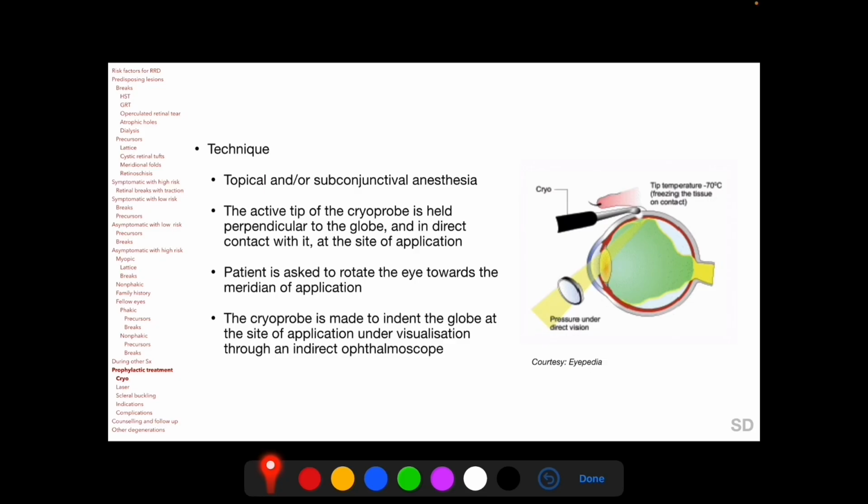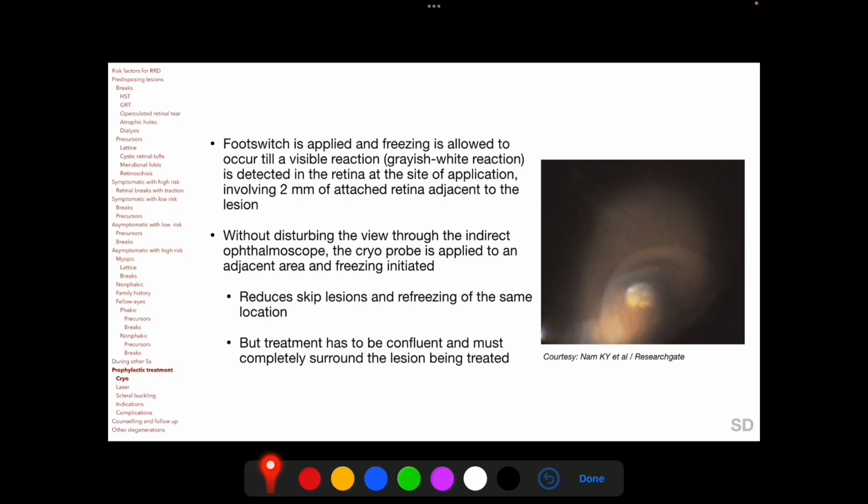Under topical and/or subconjunctival anesthesia, the active tip of the cryoprobe is held perpendicular to the globe and in direct contact with it at the site of application. The patient is asked to rotate the eye towards the meridian of application, and the cryoprobe is made to indent the globe at the site of application under visualization through an indirect ophthalmoscope. The foot switch of the cryo machine is then applied, and freezing is allowed to occur till a visible grayish-white reaction is detected in the retina at the site of application, involving 2 mm of attached retina adjacent to the lesion, as seen here in this photograph.